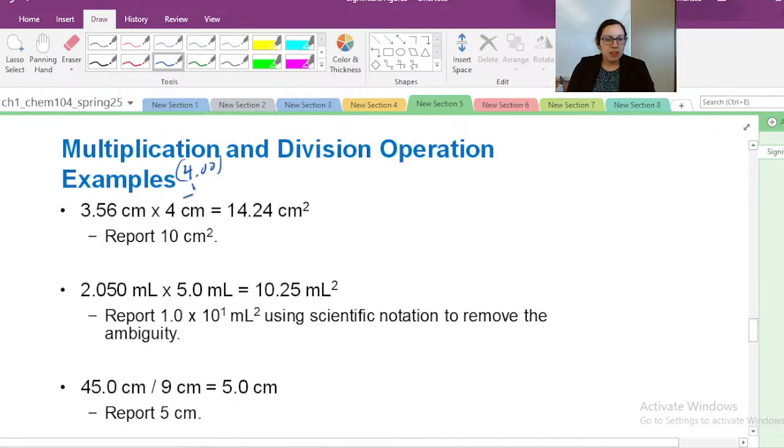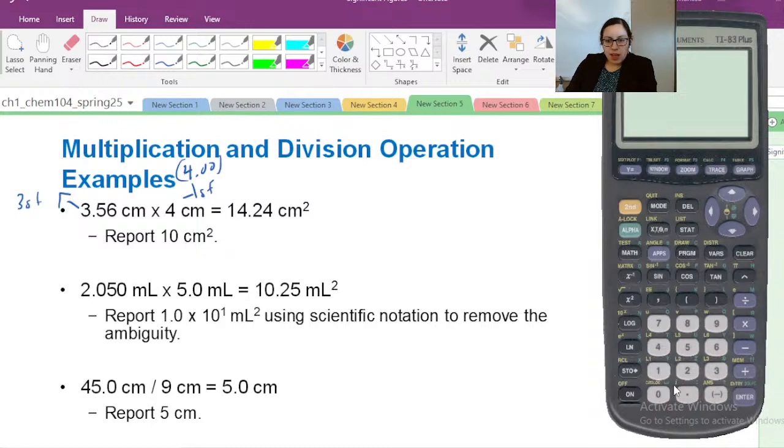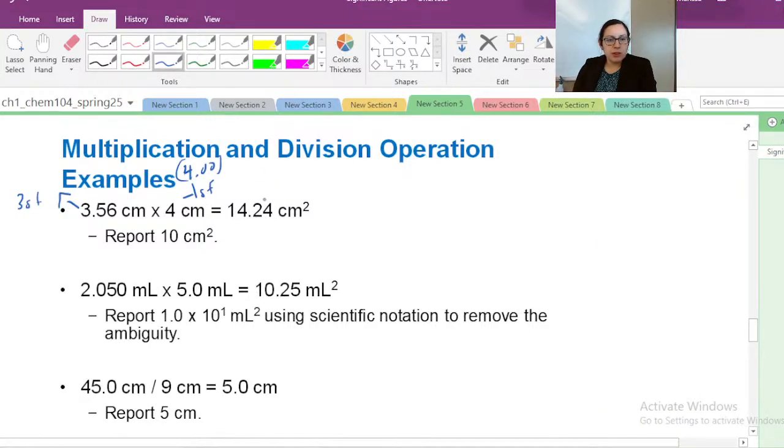So yeah, this is our limiting factor. So we have, of course, 3 from over here. And so again, just kind of plugging it in. So we see 3.56 times 4. The calculator spits out this answer, but now we have a problem. We can only report this to 1 sig fig, so we have to round to 1 sig fig, which is why they reported it as 10.